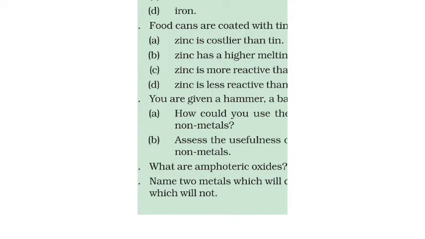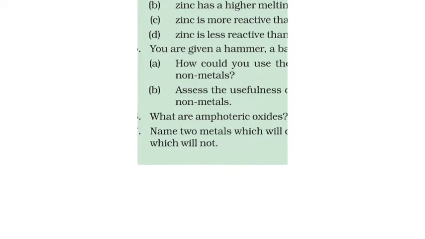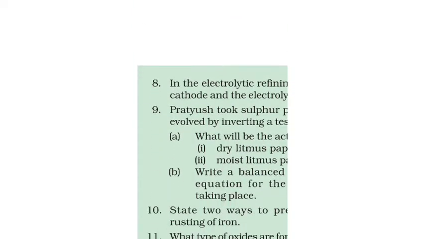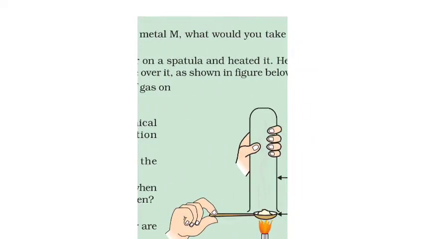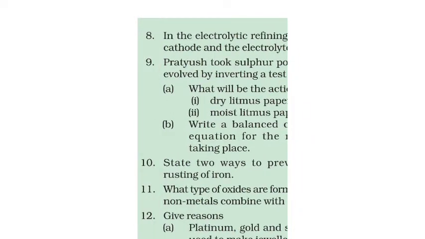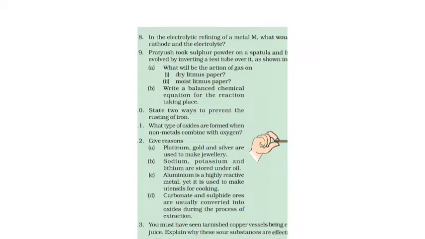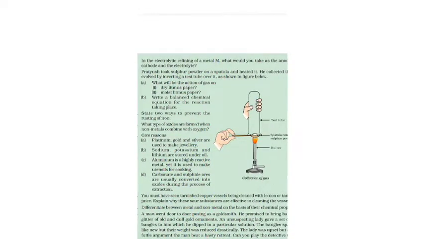In the electrolytic refining of a metal M, what would you take as anode, the cathode and the electrolyte? Anode: a thick slab of crude metal M. Cathode: a thin sheet of pure metal M. Electrolyte: a solution of a soluble salt of metal M.